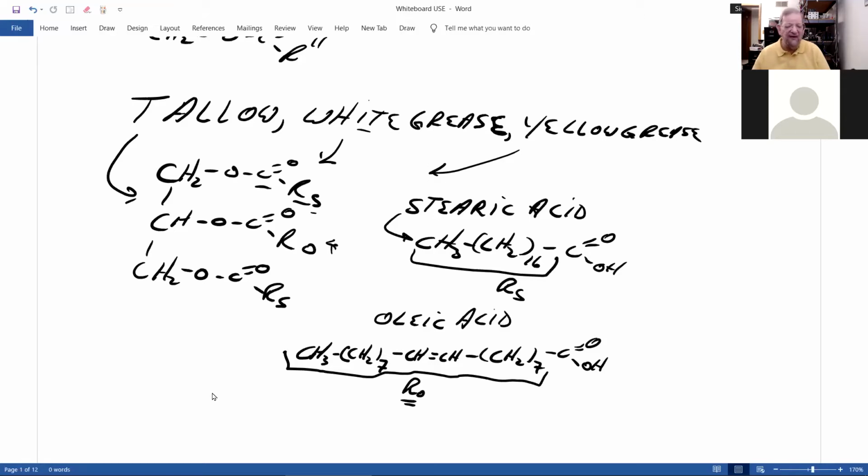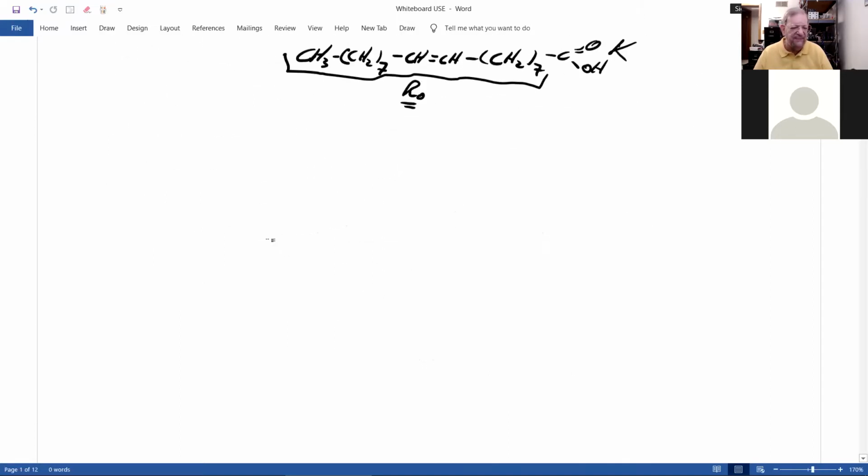If I ask you to draw the structure of stearic and oleic, draw the structure with carbons. If I ask you to use tallow, white grease, or yellow grease, you can use the abbreviation. You don't have to write out all 18 carbons, or this carbonyl plus 17 more.